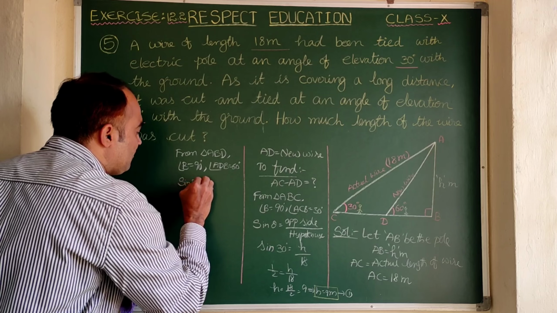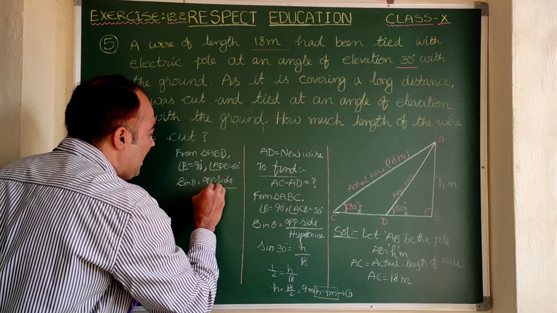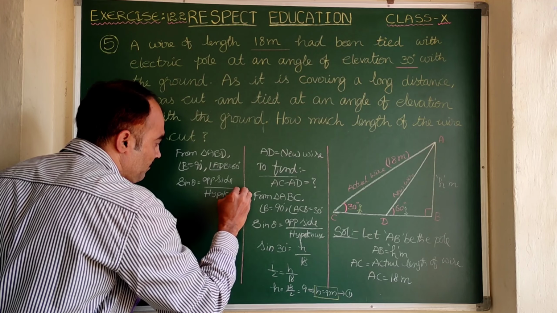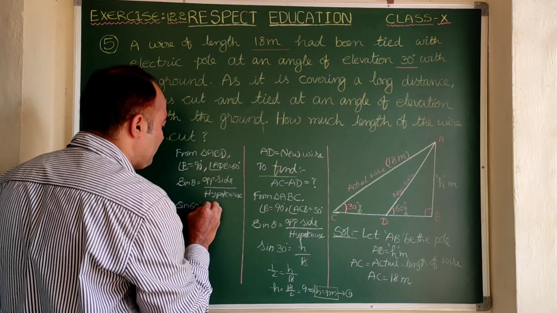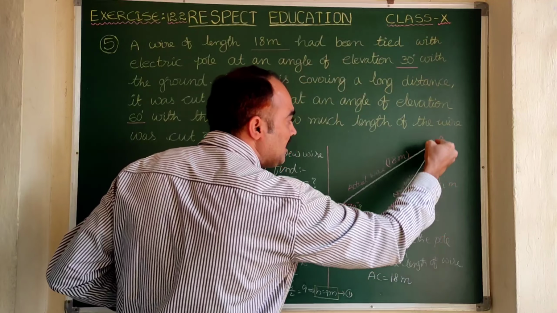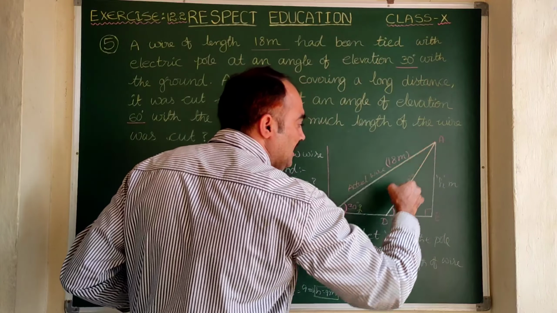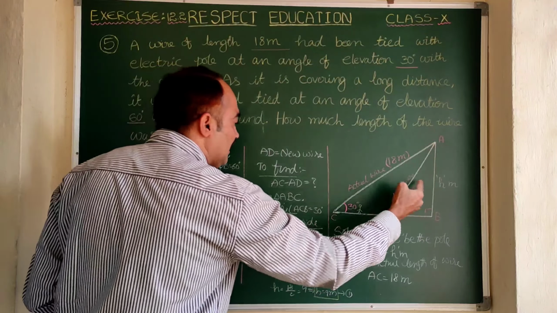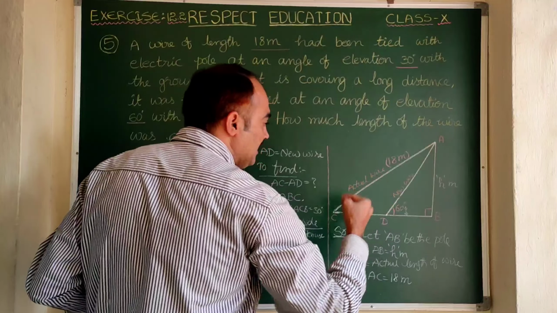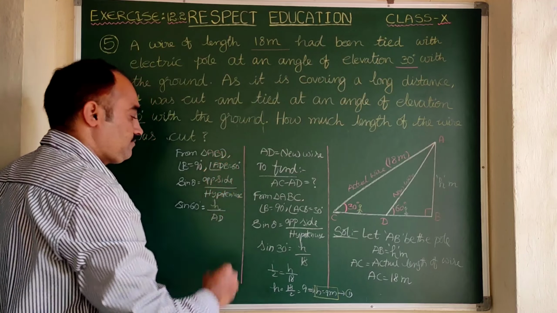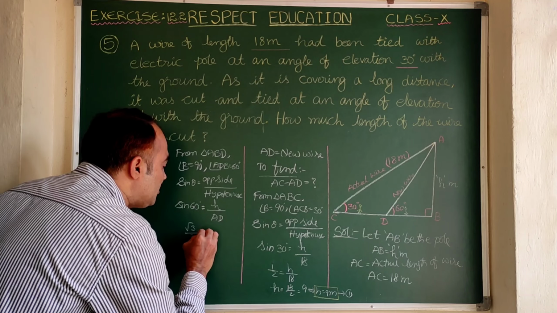So again, sin theta is equal to opposite side to theta by hypotenuse. Now sin 60 degrees is equal to, for 60 degrees, AB is the opposite side and AD is the hypotenuse. So let us write the opposite side as H by the hypotenuse AD. Sin 60 value is root 3 by 2, is equal to H by AD.